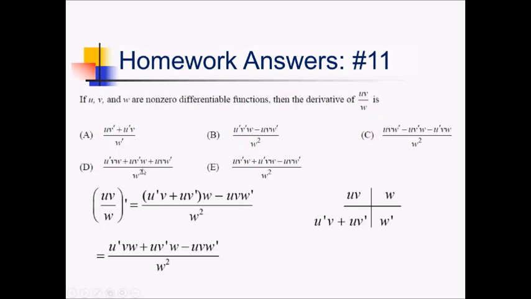Now D looked very similar. You'll notice we have the u prime, the v prime, the w prime, just like this. But D, we had a positive instead of a negative for that last term. So that's why this is answer choice E rather than D.